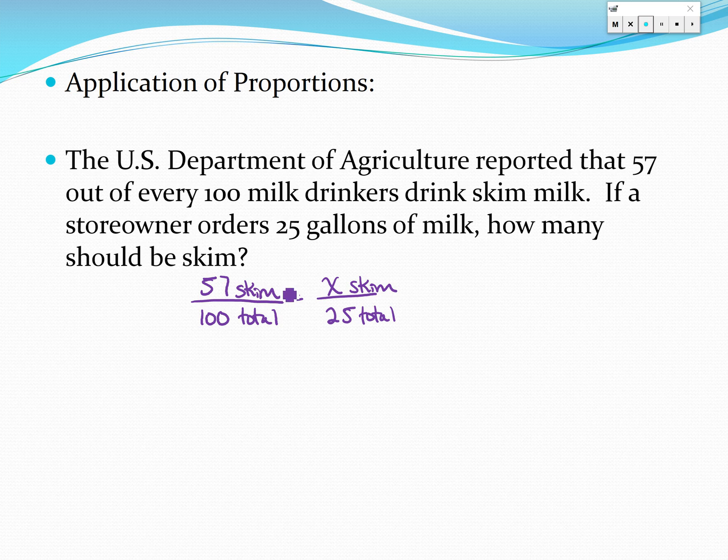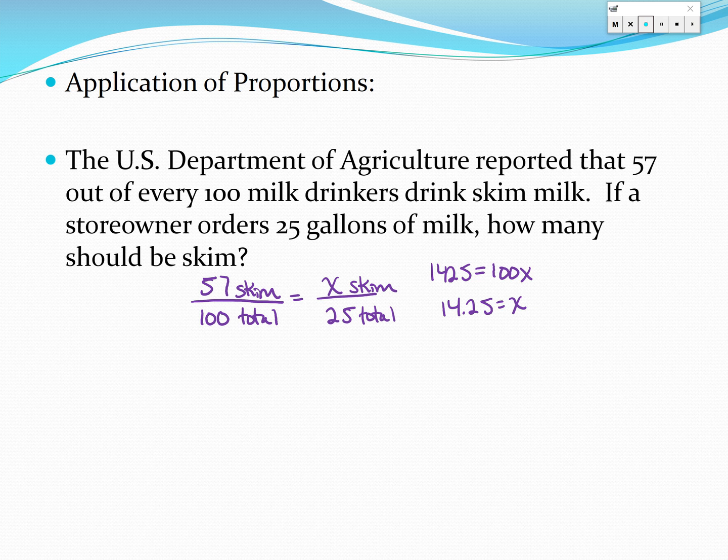So notice my labels match up. In my numerator, I have skim and skim. In my denominator, I have the total and the total. So both of my ratios are representing the same things. We do a little cross multiply to solve. We get 57 times 25, 1,425 equals 100x. And x ends up being 14.25.